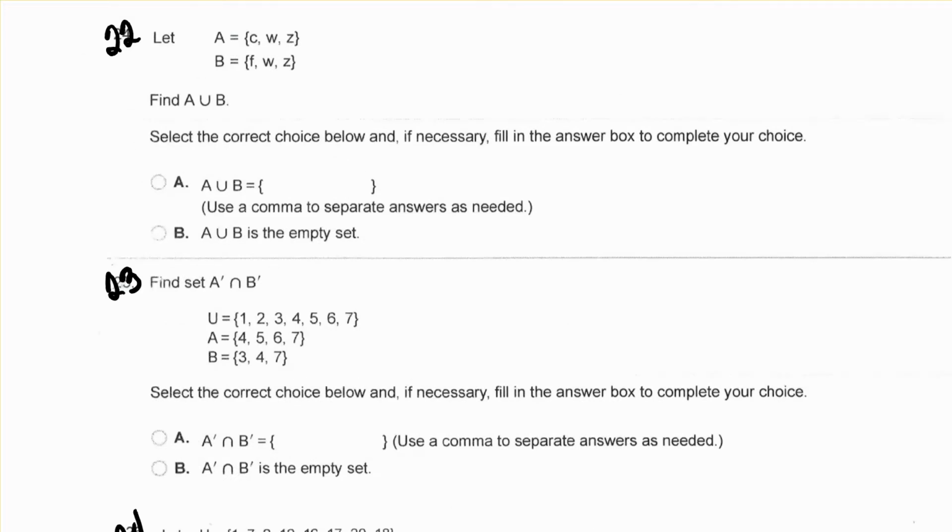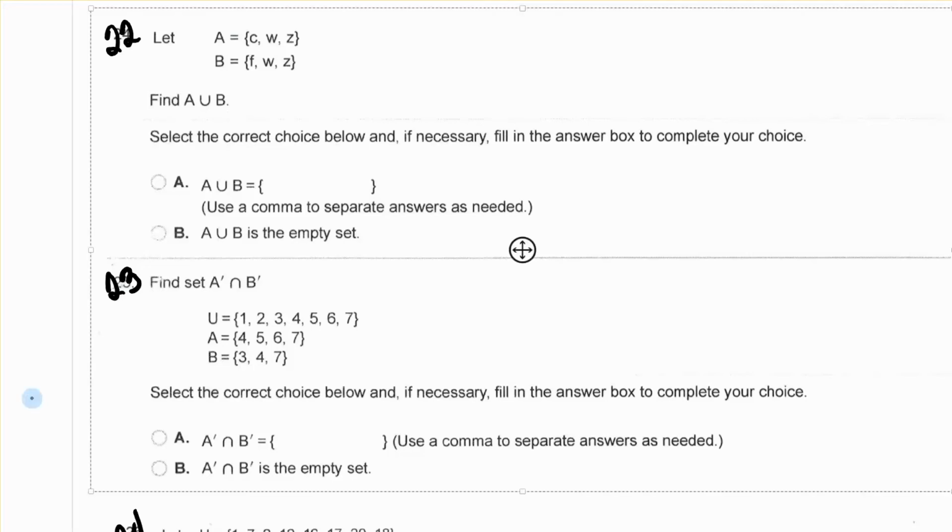Right, we're going to continue with lesson 2.3. I'm sorry it's turned into two videos, but I do want to go through all these examples and I wanted the numbers to match up with your homework. So this will be like question number 22.